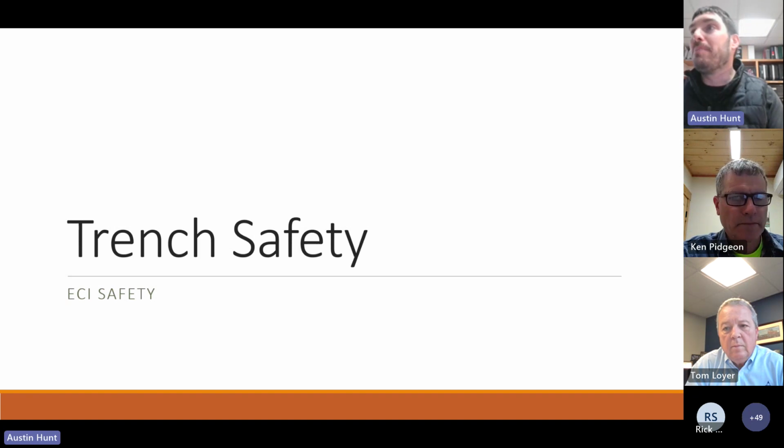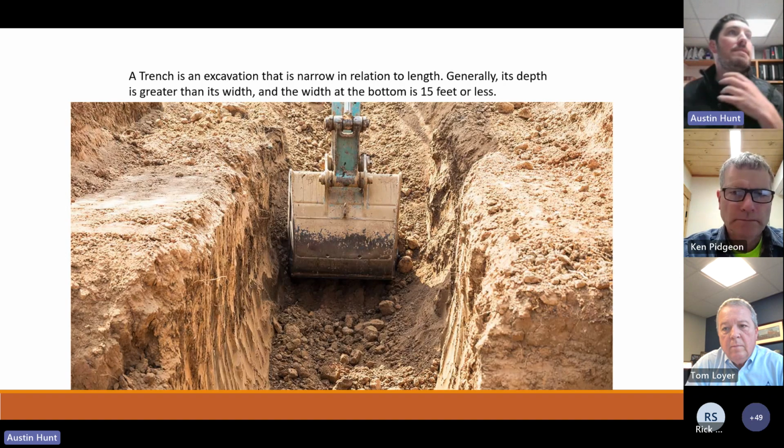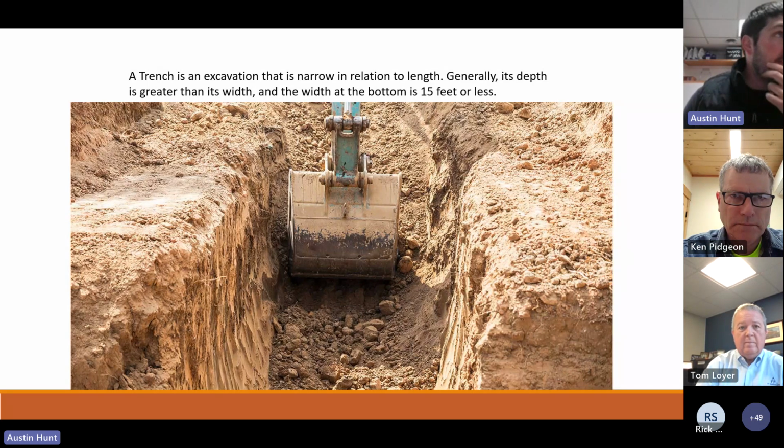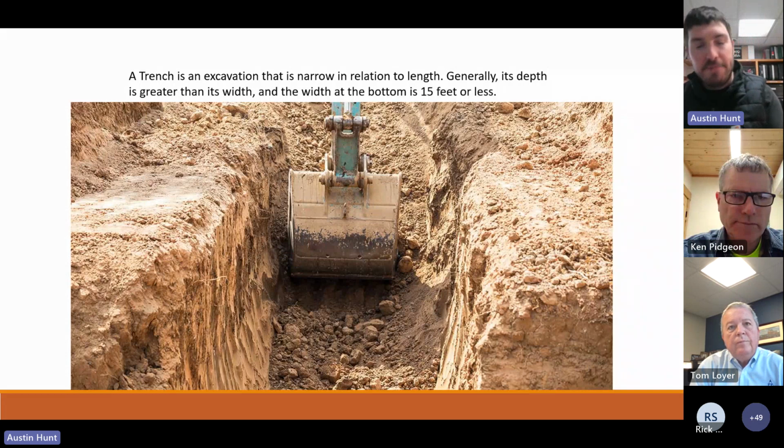I'm going to talk a little bit about trench safety today. A trench is an excavation that is narrow in relation to its length. Generally, depth is greater than the width, and the bottom is usually less than 15 feet deep.